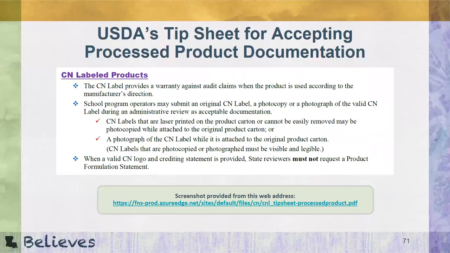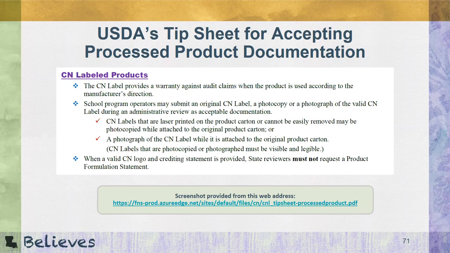As described in USDA's tip sheet, CN labels provide a warranty against audit claims when the product is used according to the manufacturer's direction. School program operators may submit an original CN label, a photocopy, a photograph of the valid CN label, or the actual label from the box during an administrative review as acceptable documentation. When a valid CN logo and crediting statement is provided, state reviewers must not request a product formulation statement.